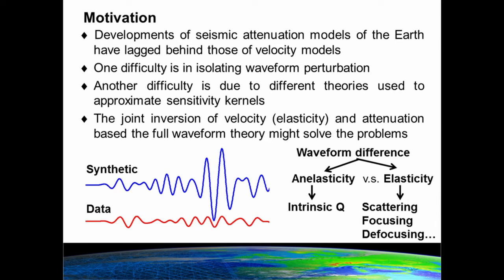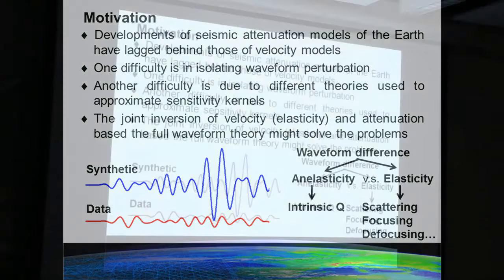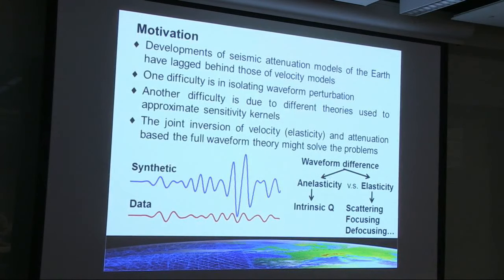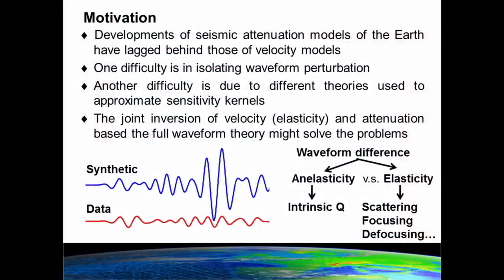For example, the waveform difference between the synthetic and the data could be due to anelasticity or elasticity. The anelasticity is due to intrinsic Q, and the elasticity effect is due to scattering, focusing, and defocusing. So usually it's hard to separate the effects of anelasticity and elasticity on seismograms.